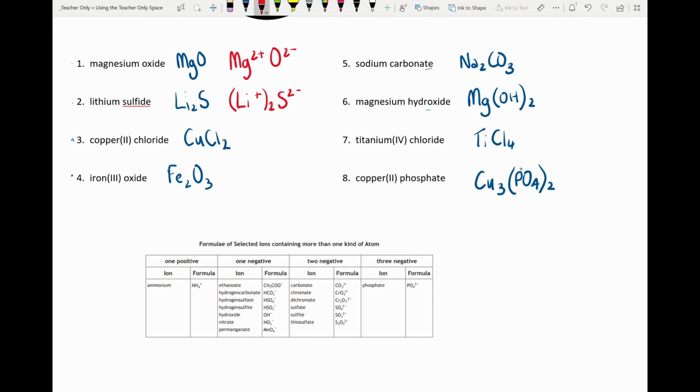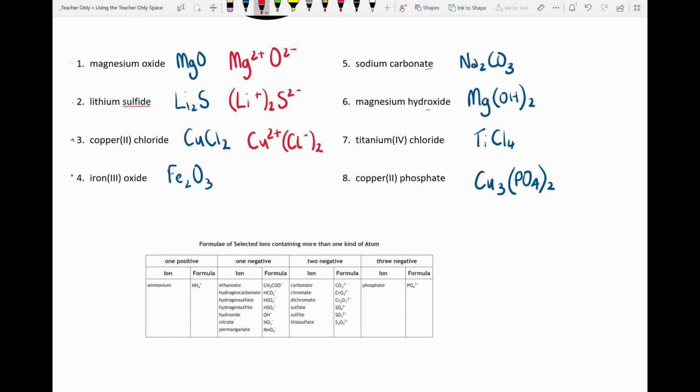Copper 2 chloride is Cu2+, the Roman numeral 2 telling us the number of charges. It's a metal, so it's a 2+. And Cl-, and again, because there's more than one of them, we're going to have brackets. Whenever you have a number, you're going to have brackets involved unless there's a group ion. That means that you have to think a little bit more, which we'll get to in a second.